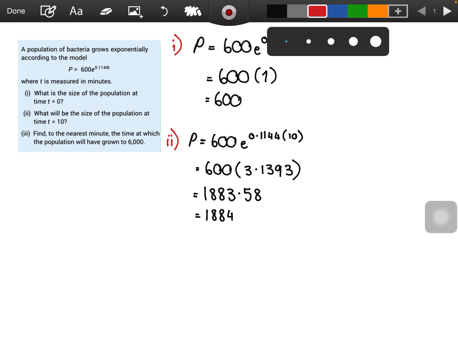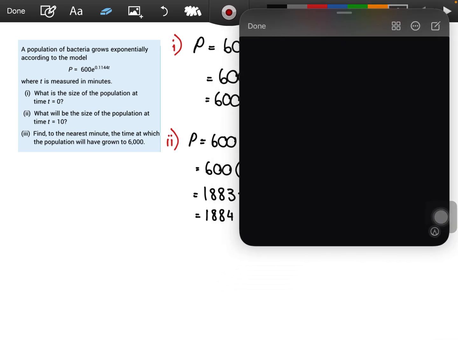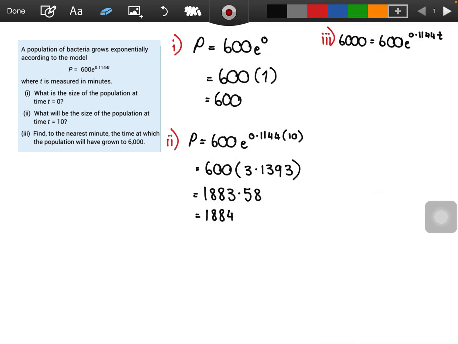And then the last part, part 3, says find, to the nearest minute, the time at which the population will have grown to 6,000. So the population is P, so I'm going to fill in P as 6,000. So 6,000 is equal to 600 e to the power of 0.1144 t.